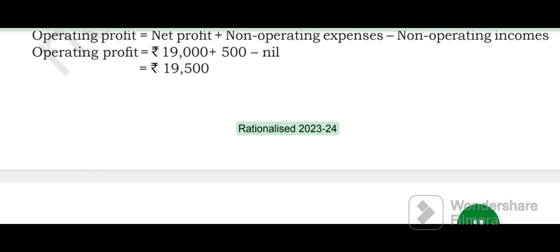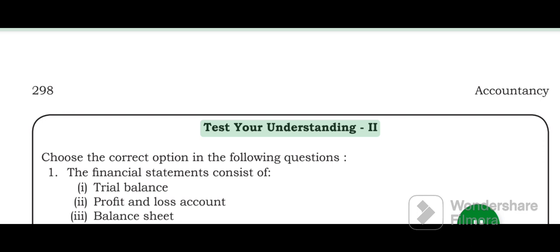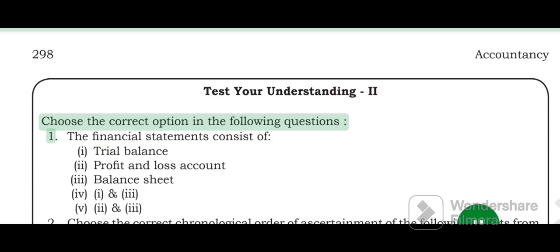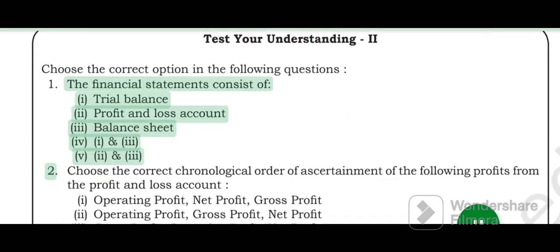Accountancy. Test your understanding. 2. Choose the correct option in the following questions. 1. The financial statements consist of: I. Trial balance, II. Profit and loss account, III. Balance sheet, IV. I and II, V. II and III.